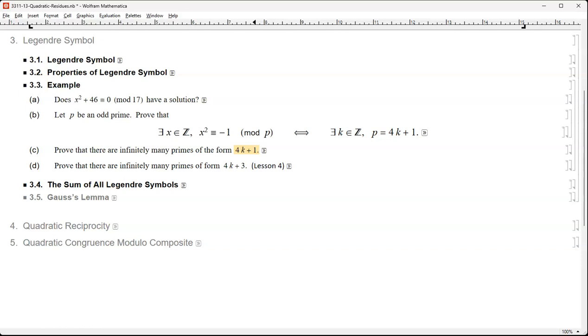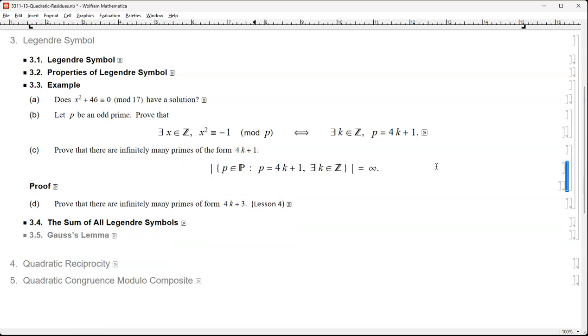And 4k plus 0, nothing, because the remainder is 0. That means divisible by 4. So it's not a prime. So we can classify odd primes in 4k plus 1 form and 4k plus 3 form, and we know there are infinitely many of this form. Now we are going to prove infinitely many of this form as well. Here's a symbolic expression. It's a prime, and then it's just 4k plus 1 form.